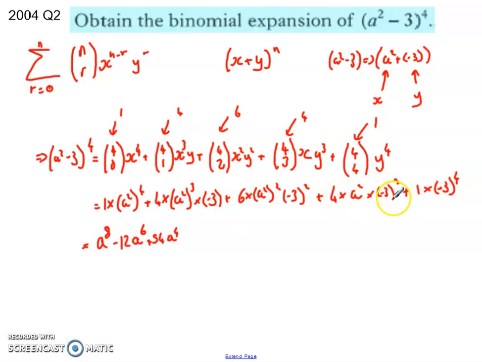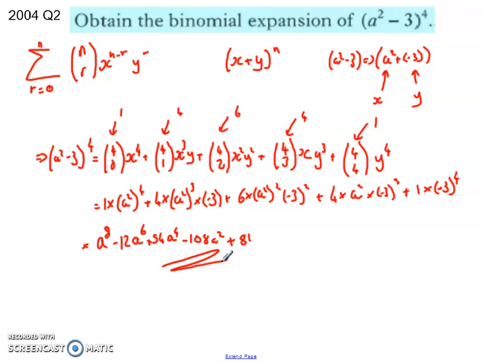I've then got 4 times negative 3 cubed. Negative 3 cubed is negative 27, and 4 times negative 27 gives me negative 108 a squared. And then I've got my final term, negative 3 to the power of 4. It's an even power, so it's going to be positive. 3 cubed is 27, and 27 times 3 gives me 81, so it's plus 81.